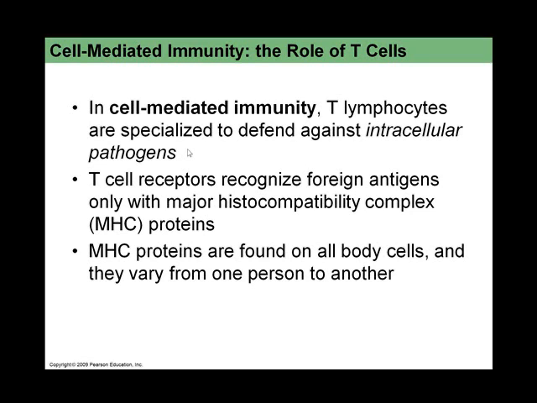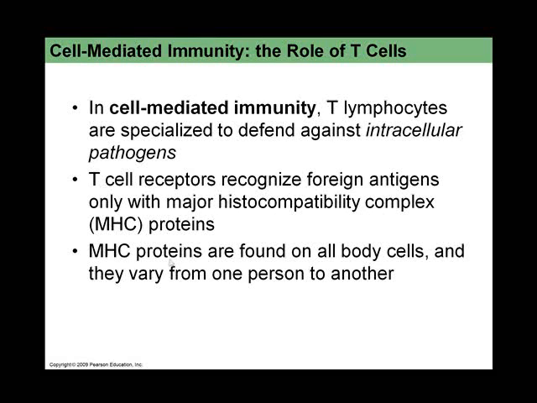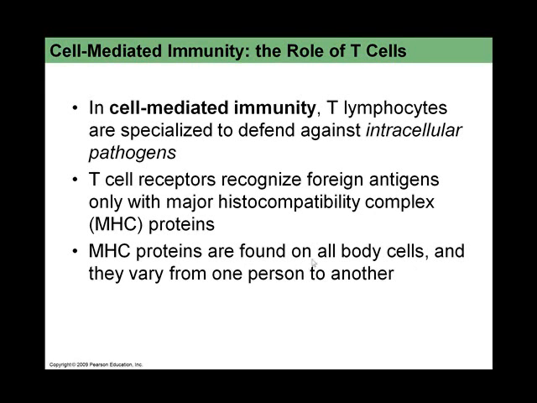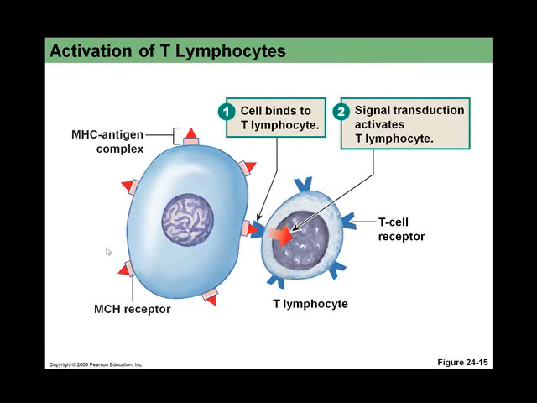Malaria is a parasite that gets inside the cells, right? So if you start to think about it, this goes way beyond just the simple thing, oh yeah, HIV and H1N1 swine flu. So the T cell receptors recognize foreign antigens only with the major histocompatibility proteins. So the MHC proteins are found on all of our body cells, those with the nuclei, and they vary from one person to another. The reason that we say the nucleated body cells is because we'll see with the red blood cells, these are not present, and neither is the nucleus. So we'll emphasize that when we get to that point.